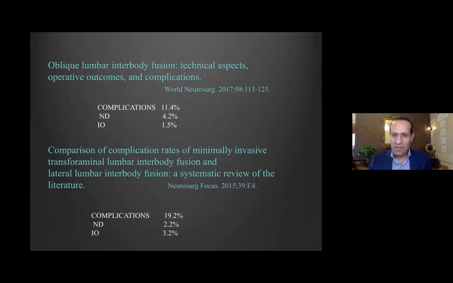And this is all the same. It's major structures around you, but if you go immediately in a disc space and you know how to go, the complication is exactly like the minimally invasive transforaminal.